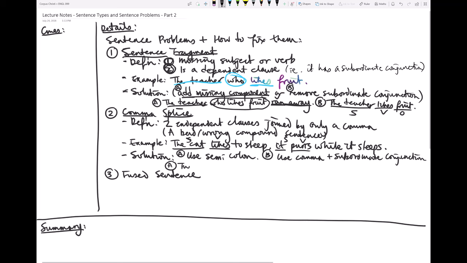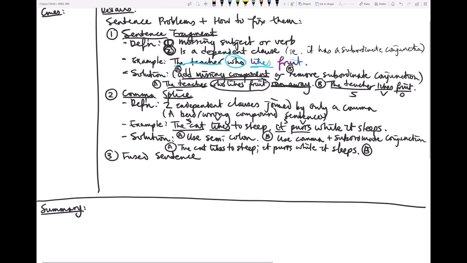So the cat, if I use the semicolon, likes to sleep, semicolon, it purrs while it sleeps. And for B, if I use a comma and subordinate conjunction, I would write the first sentence. I'm running out of space, so sentence 1, comma, I'll use and because they're related, and then sentence 2. The cat likes to sleep, comma, and it purrs while it sleeps.